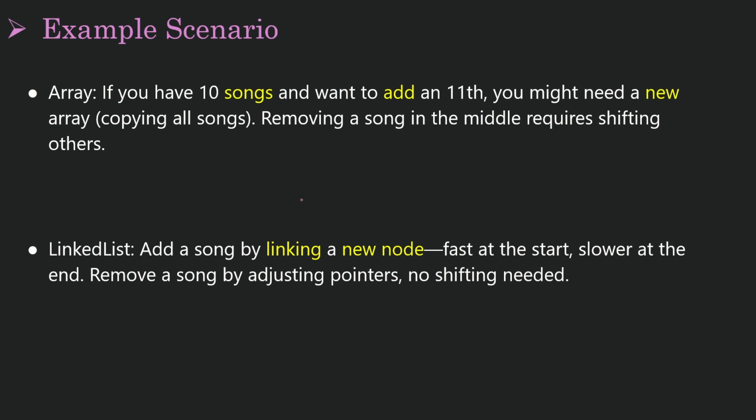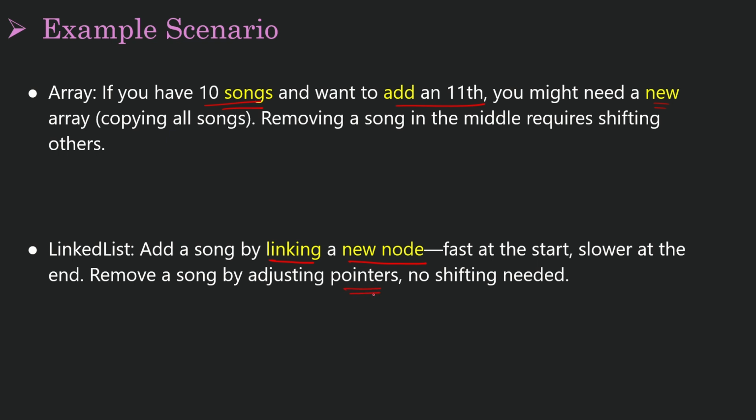Example scenario. Imagine managing a playlist. Array: if you have 10 songs and want to add an 11th, you might need a new array, copying all songs. Removing a song in the middle requires shifting others. Linked list: add a song by linking a new node. Fast at the start, slower at the end. Remove a song by adjusting pointers, no shifting needed.